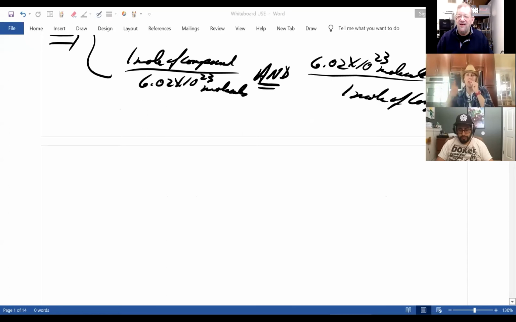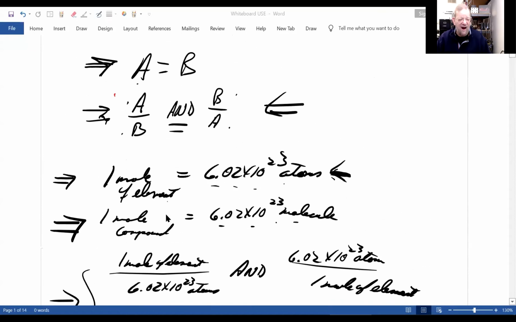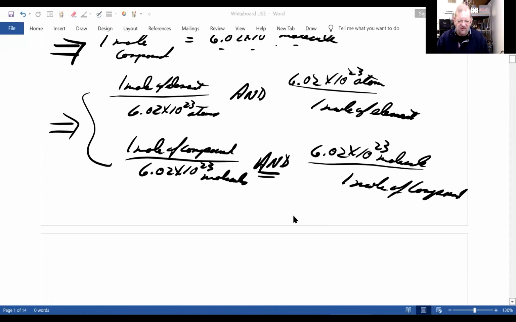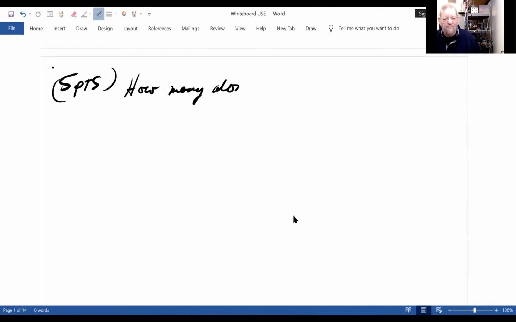Everybody see the whiteboard? Thank you. Now, remember, 1 mole of an element equals its Avogadro's number of atoms. 1 mole of a compound equals Avogadro's number in molecules. And therefore, let's look at this. How many atoms are 5.67 moles of gold, Au?